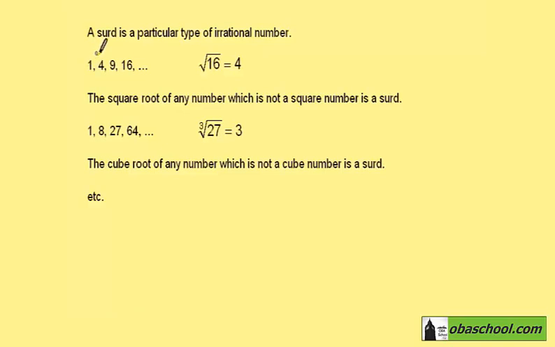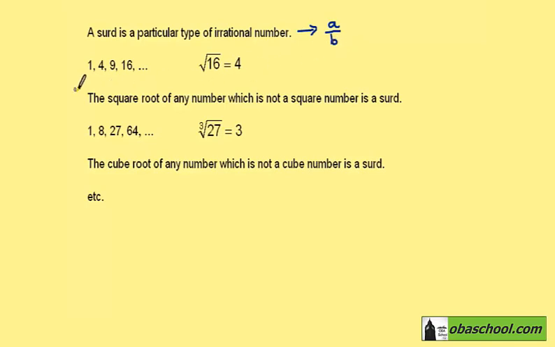A surd is a particular type of irrational number. Remember that an irrational number is a number which cannot be expressed as a fraction in the form a over b, with a and b both whole numbers.